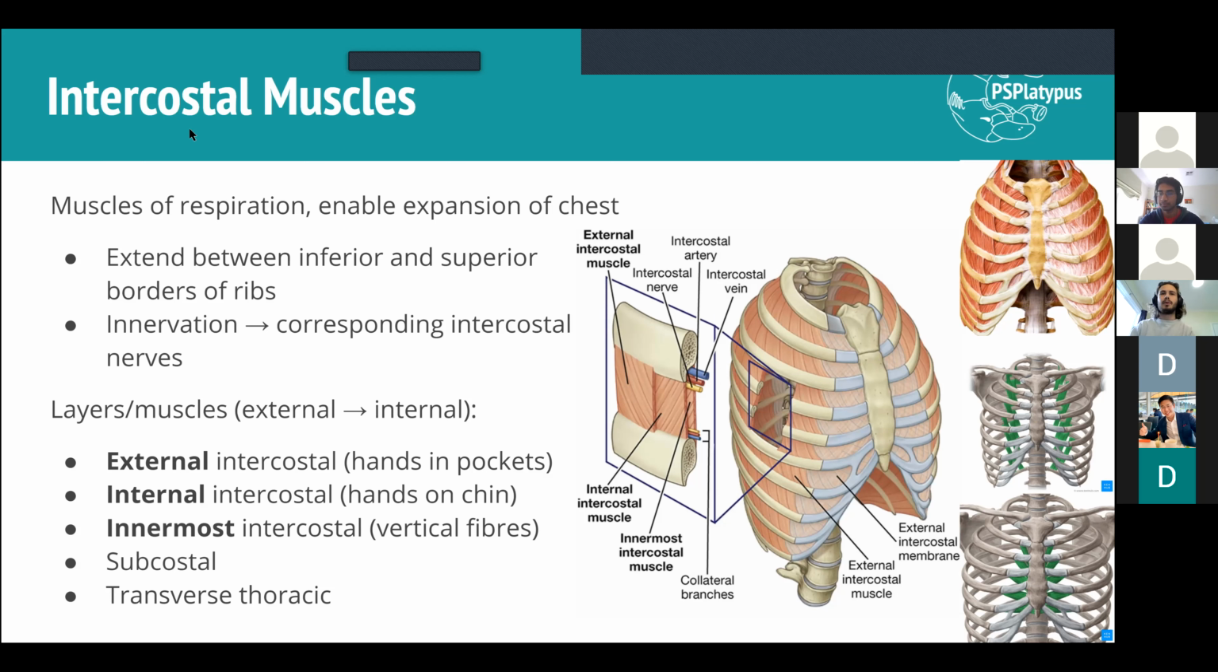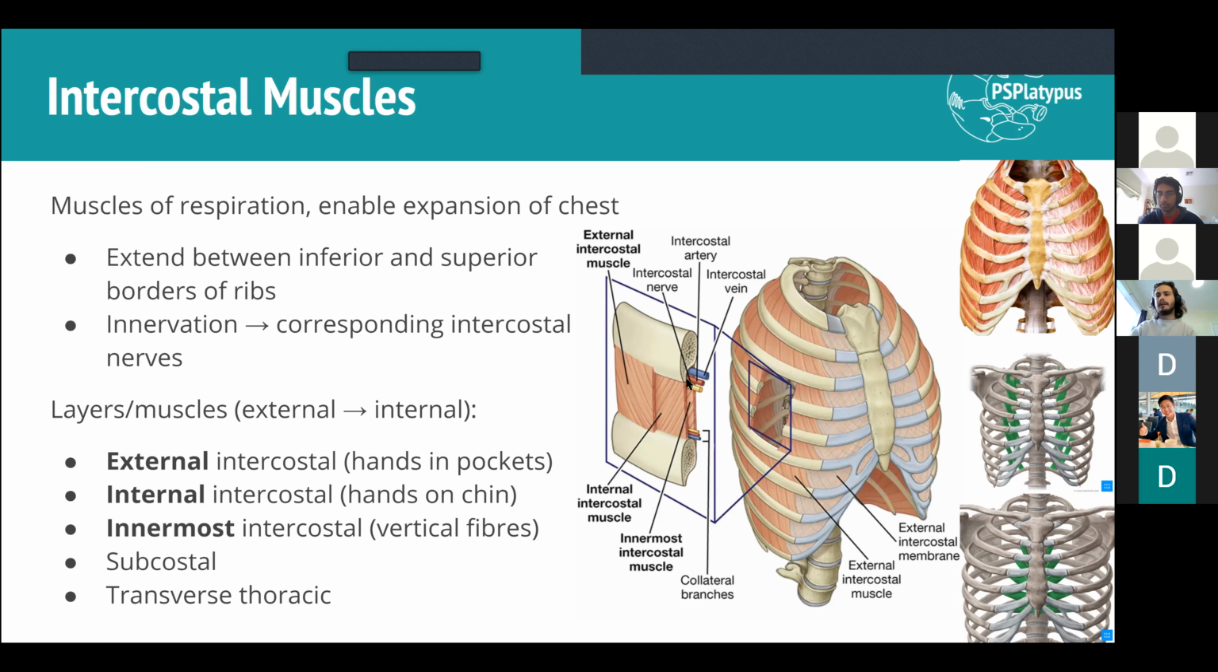Intercostal, once again, meaning between the ribs, muscles. So we've got about 5 layers, but really we're most concerned with these 3. They are innervated by the corresponding intercostal nerves. So these intercostal nerves and veins and arteries run in the subcostal groove, which we'll talk about on the next slide.